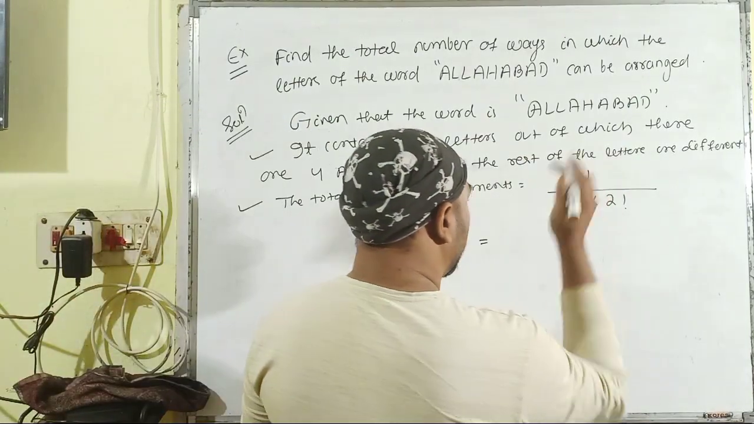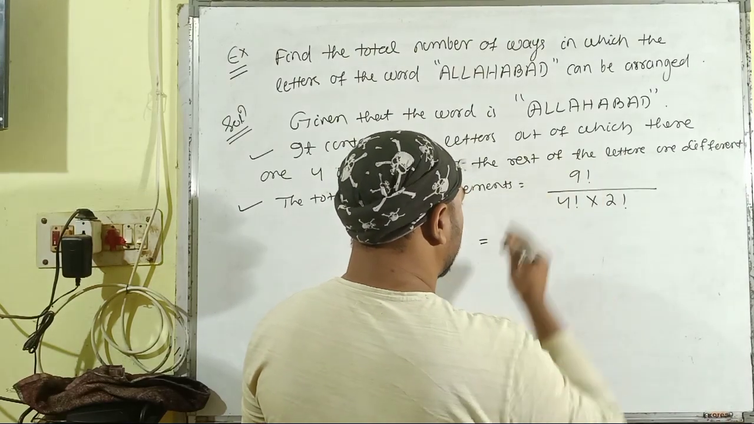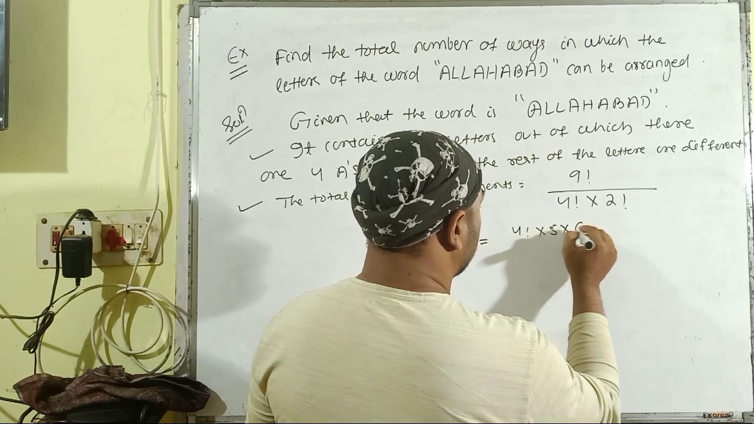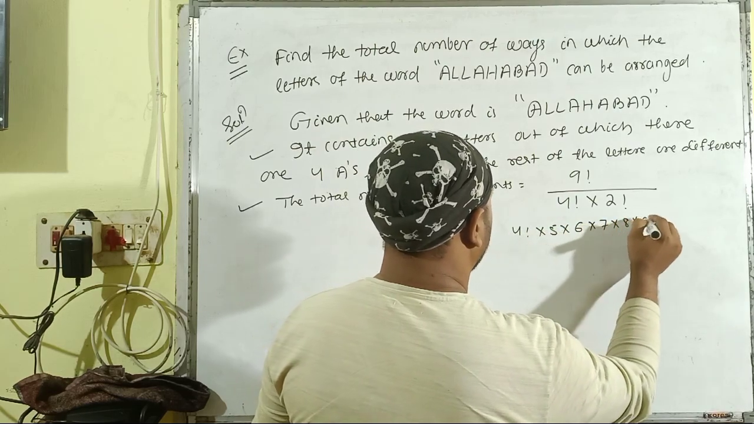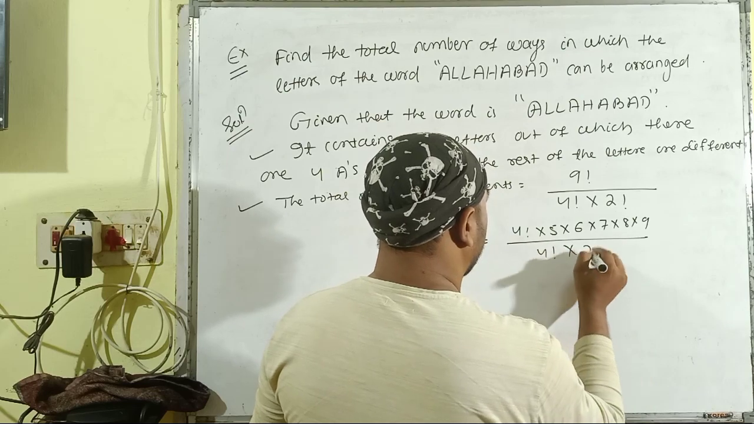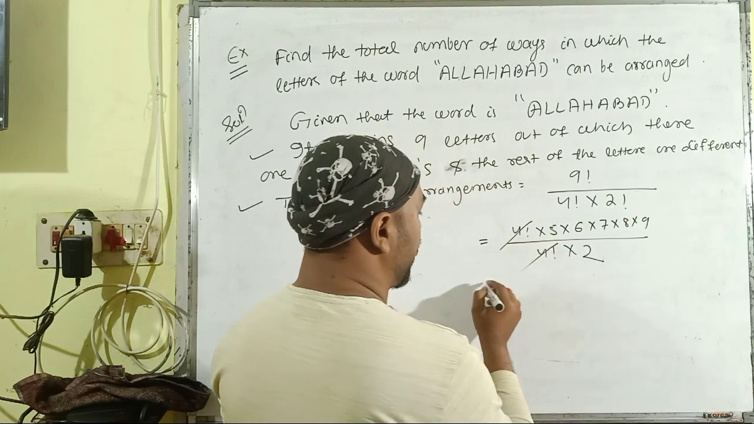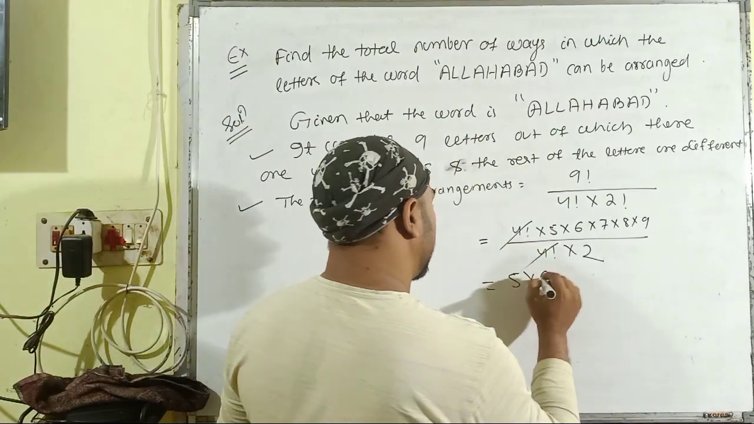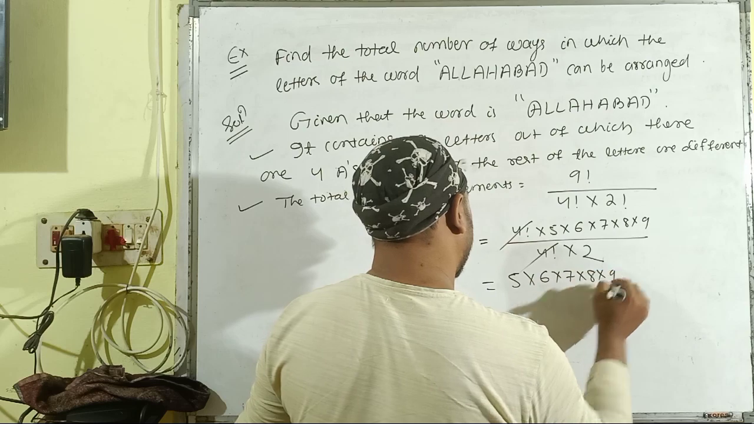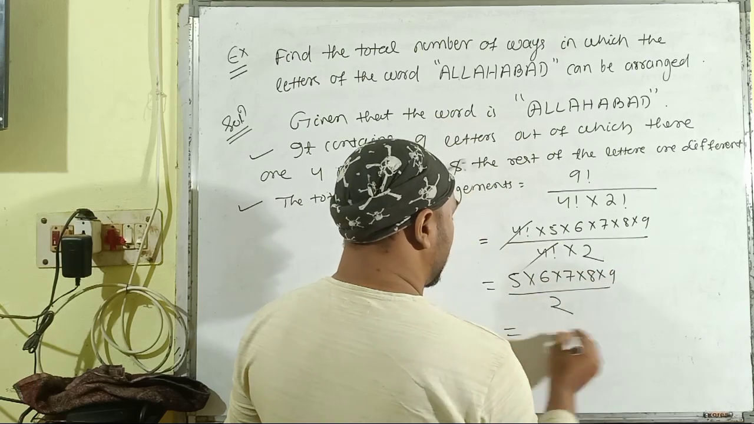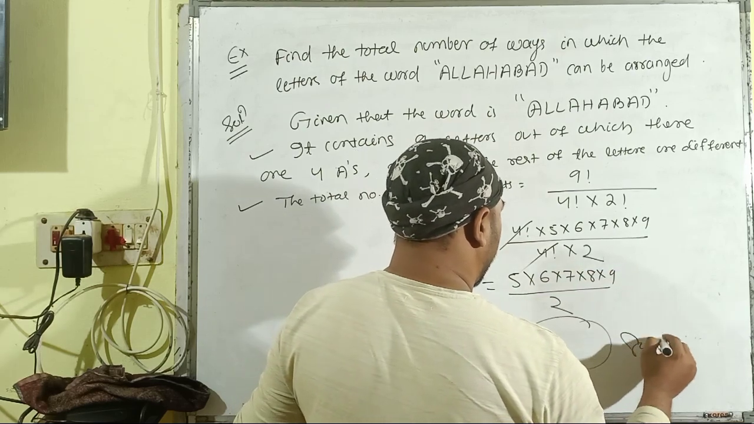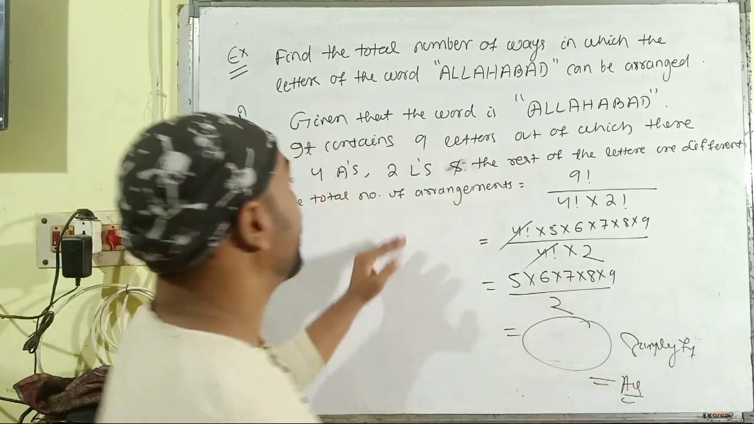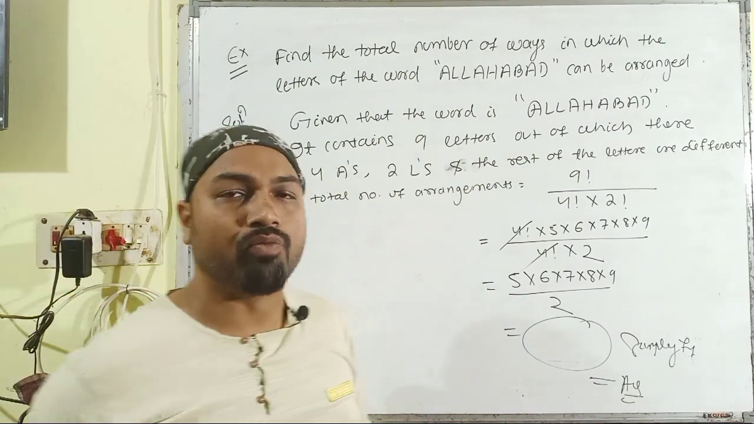Then just simplify this: 9 factorial is 4 factorial multiplied with 5, 6, 7, 8 and 9, divided by 4 factorial multiplied with 2. Cancelling both of the 4 factorials from the numerator and denominator, we have 5, 6, 7, 8 and 9 divided by 2. Just simplify and find the answer. This is the solution for the given problem, which is based upon the grouped permutation.